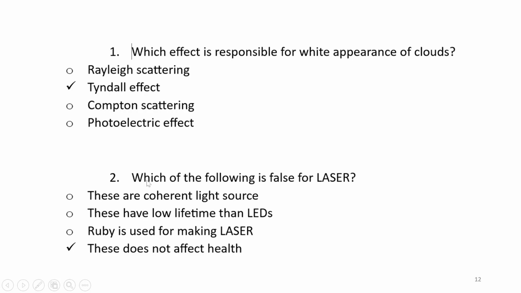Another question is, which of the following is false for lasers? These are coherent light sources, which is correct. These have lower lifetime than LEDs, which is also correct. Ruby is used for making lasers. Some laser examples you should remember are YAG, ruby and helium neon. The statement that these do not affect health is the false statement, because these can affect the health of the eye and have some other effects.